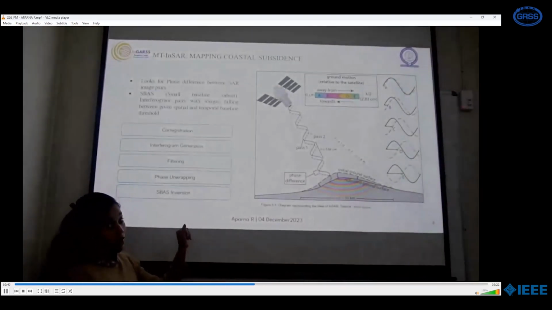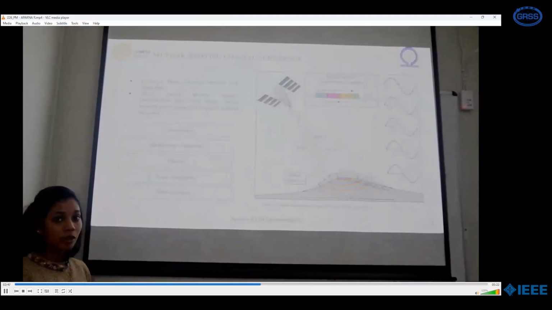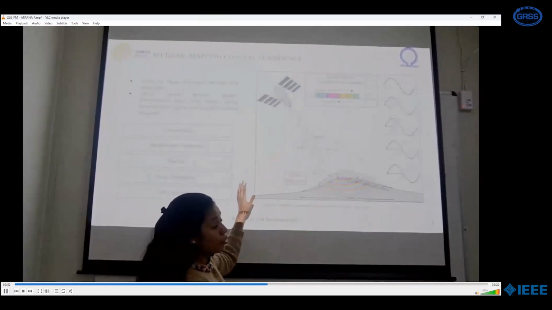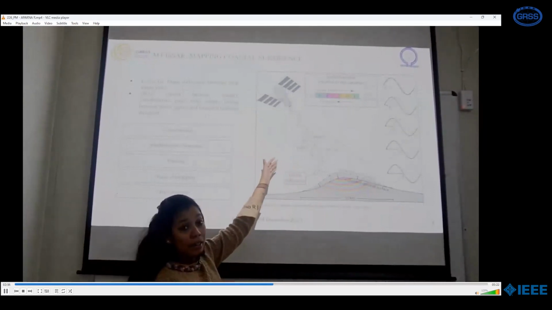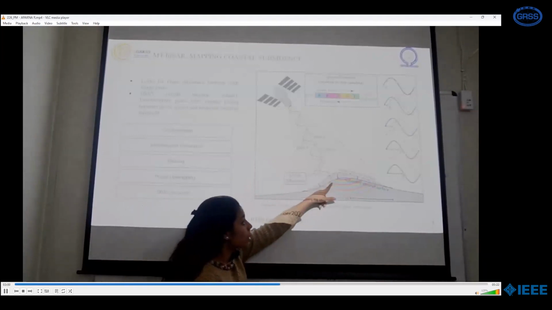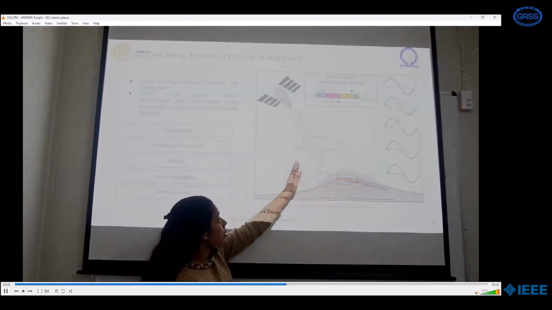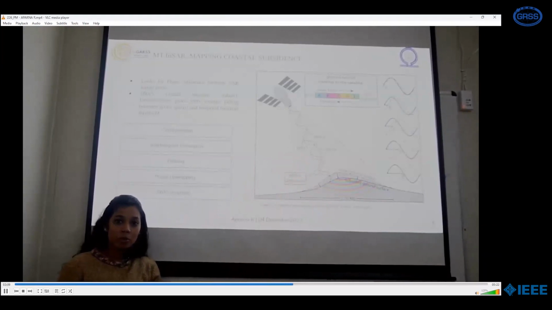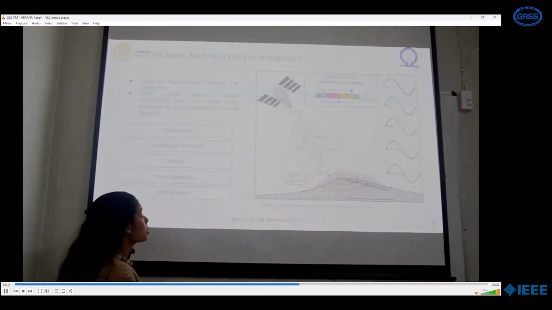So this is the methodology that we have used for mapping the coastal subsidence: multi-temporal interferometric synthetic aperture radar. This is the idea of InSAR. When the satellite passes over the same region at two different times, if there is subsidence or deformation of the land, then there will be a phase difference between these two satellite passes. We make use of this phase difference to generate the interferogram and to look at the vertical land motions.